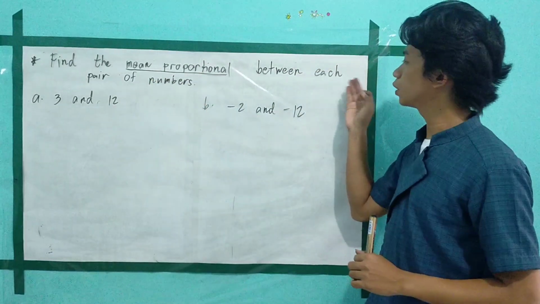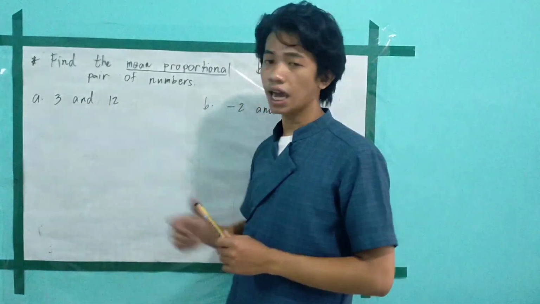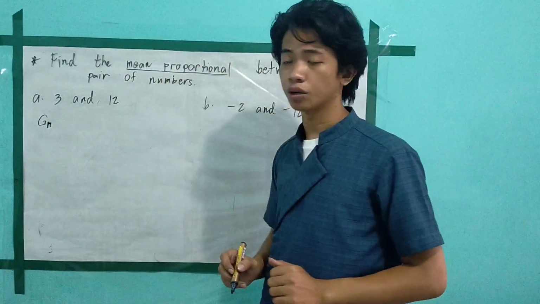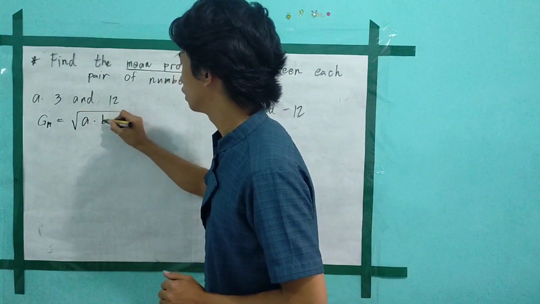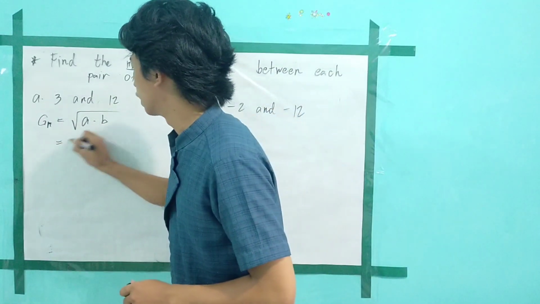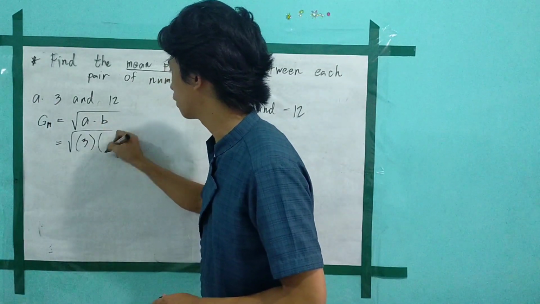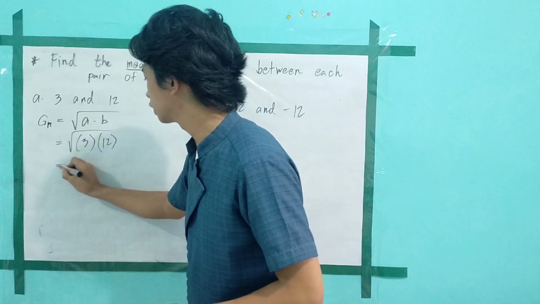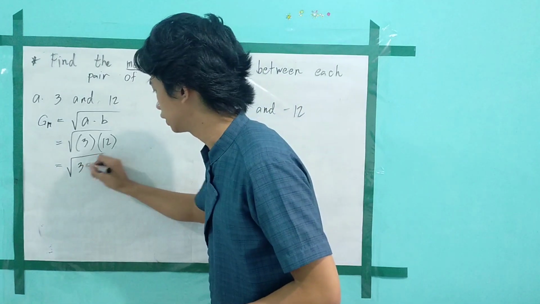So let's have this given problem. Find the mean proportional between each pair of numbers. Problem letter A, 3 and 12. So, ano nga ba yung geometric mean natin dyan, or mean proportional? Ibig sabihin, ano lang yan? Square root of A times B. So, yan. Ano yung A natin? Yung first number natin, square root of 3 multiply by yung B natin, yung second number natin. Okay. Next, square root of 3 times 12, we have 36.